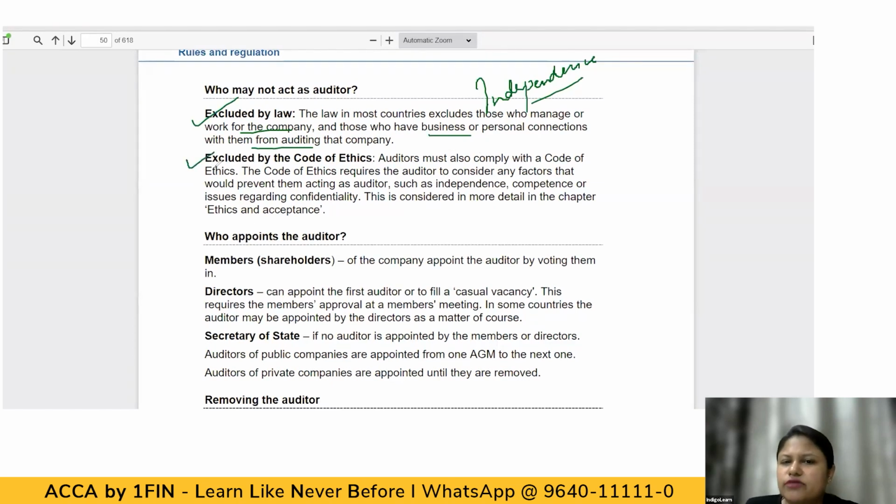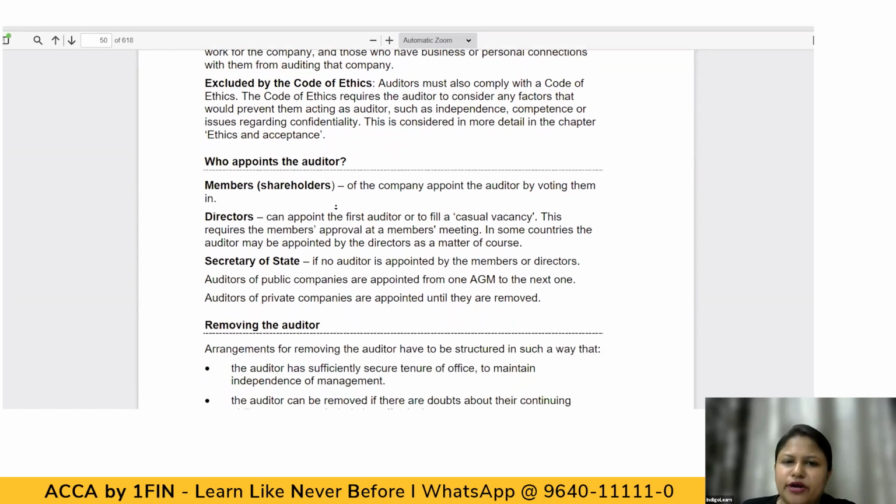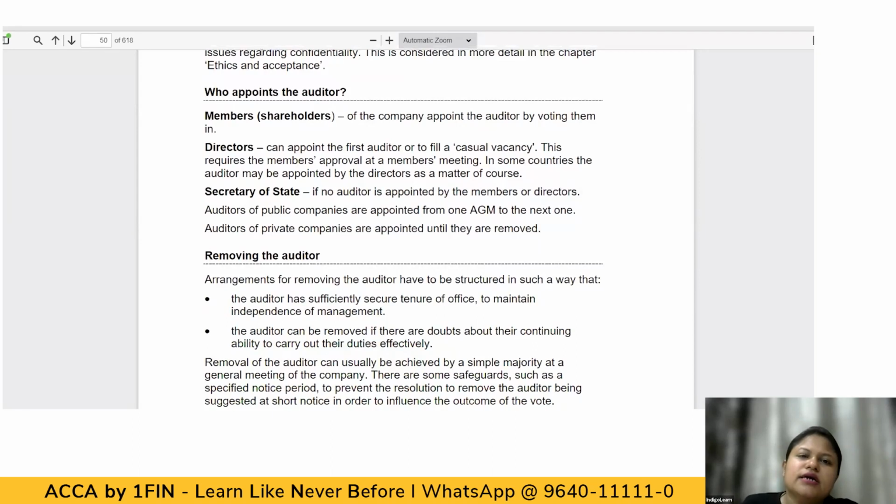Similarly, the code of ethics also talks about certain guidelines, looking at matters of independence, competence and so on. Keeping this in mind, you have to be very careful about who can be appointed as the auditor and who cannot be. Then, who appoints the auditors? Obviously, in the case of companies, the shareholders, prima facie.